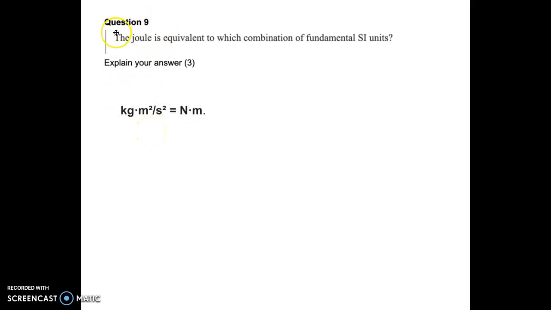Well, you need some relationship with the joule, which could be, for example, work, which is force times distance, right? So force has units of newtons and distance has units of meters. Now, how do we work out the newton in base units? Well, the newton comes from force equals mass times acceleration, which is kilograms meters per second squared. So you have kilograms meters per second squared times meters, which gives us meters squared.